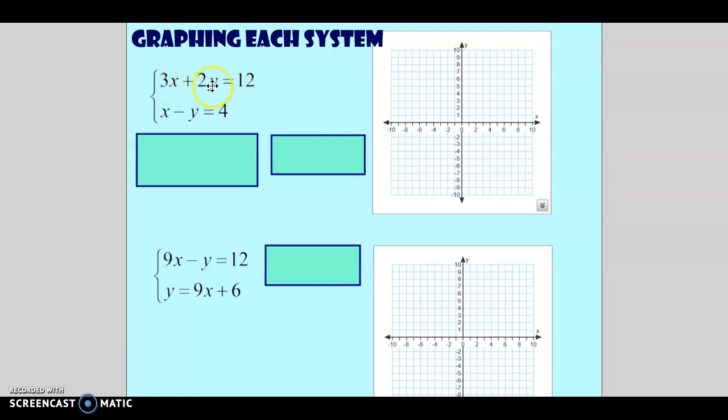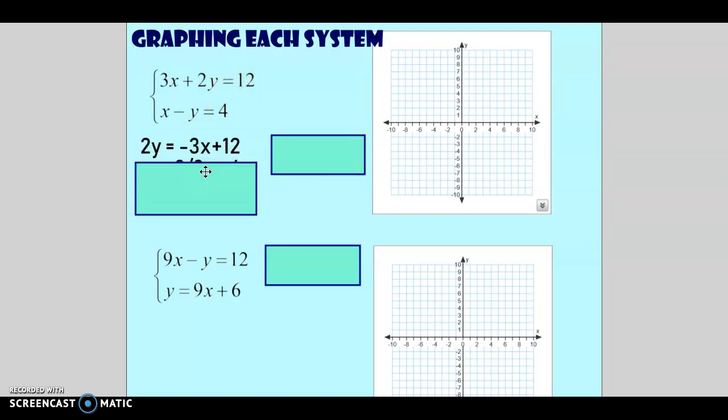So these are in standard form. If you wanted to, you could do your XY table and do your staggered zeros, or we could solve these each for Y. So if I solve the first one for Y, my first step would be to subtract 3x, and then I would divide by 2, so I'd have y equals negative 3/2 x plus 6.